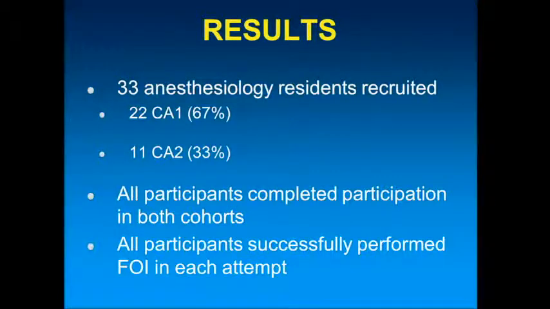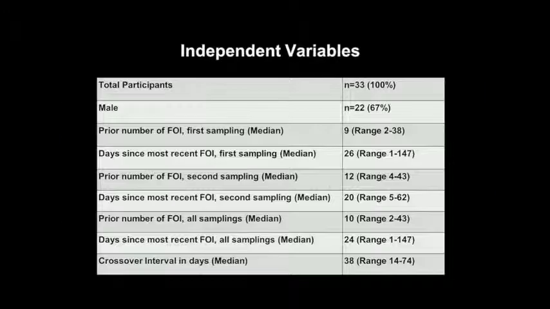So we got a total of 33 anesthesiology residents. 2/3 were CA1s and 1/3 were CA2s. All participants completed participation in both cohorts, and all residents were able to successfully perform fiber optic intubation twice.